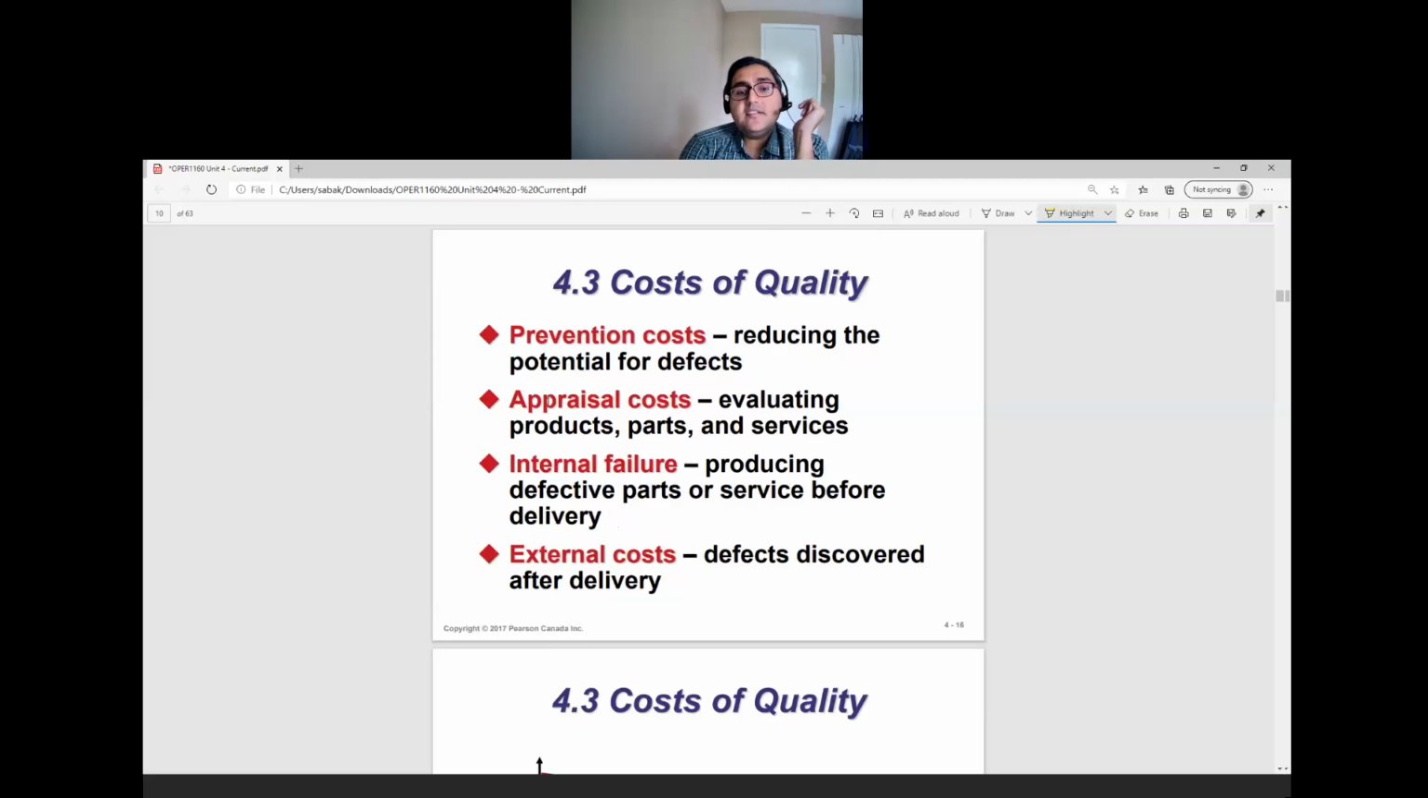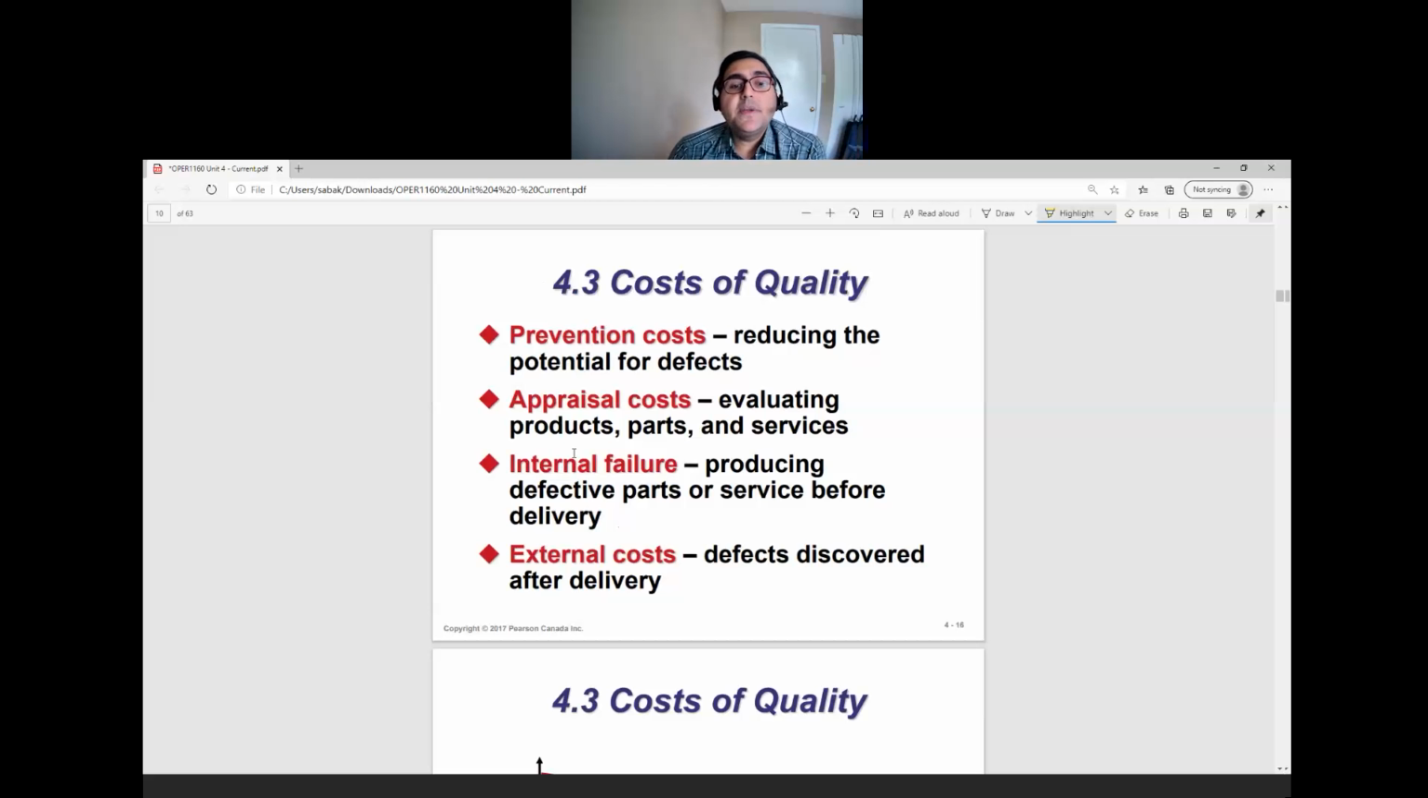The third and the fourth thing: what is the external cost? Assume that I send out a bad item in the market, and the product is not performing well. So customer complaints are coming, and I have to replace this product. That is called an external cost, because I sent the product out in the market and it is not performing well. So customer complaints and mitigation is what is called an external cost.